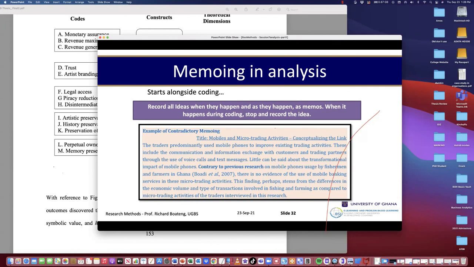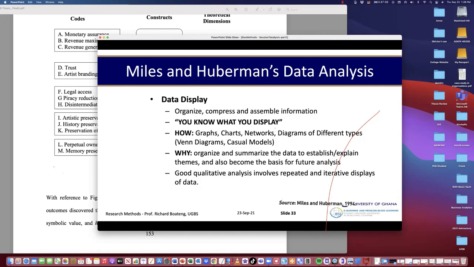So I got confirmatory memoing, and then you have contradictory memoing. Okay, so one other point we talked about is data display. Data display is about organizing, compressing, and assembling information in a visual form. So you can use charts, tables, graphs, and even diagrams and models to really show that.